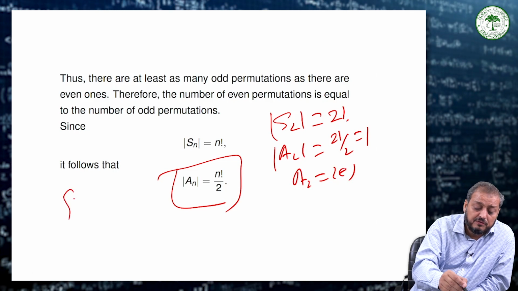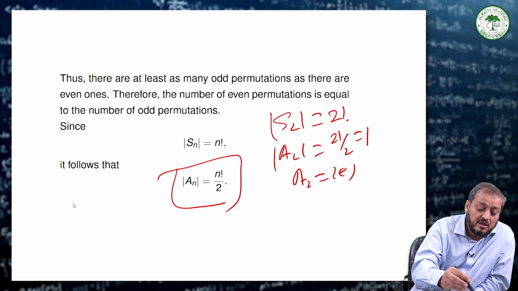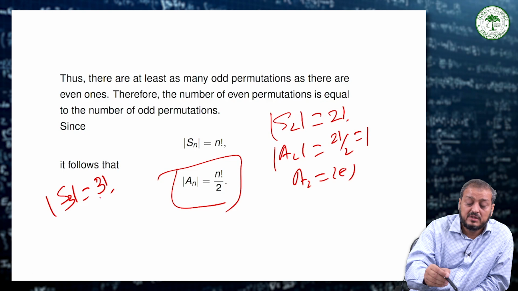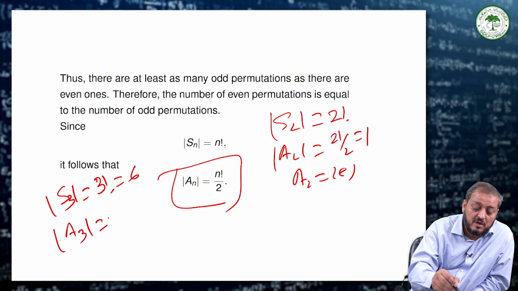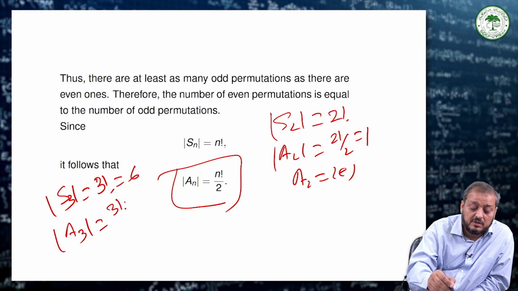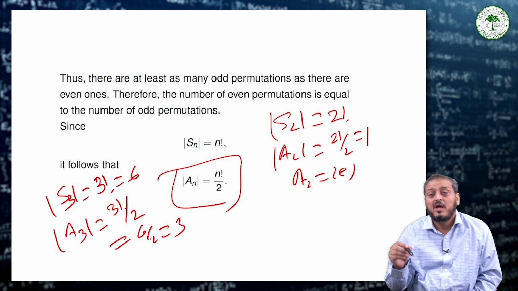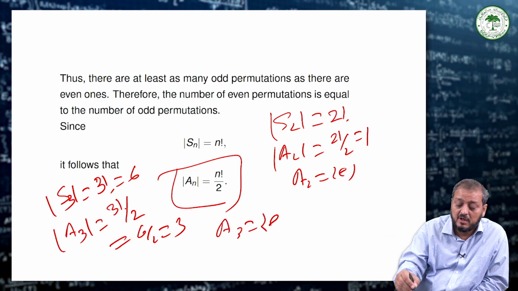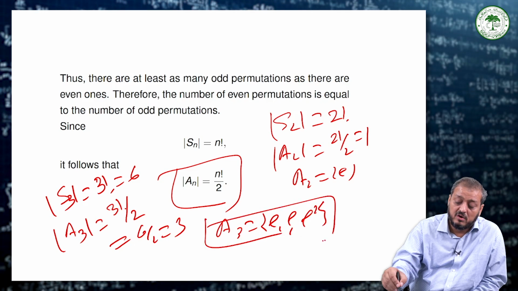Similarly, we just check the order of S3. Now the order of S3 is equal to factorial 3, and that is equal to 6. Then we check the order of A3: we have factorial 3 by 2, which is equal to 6 by 2, which is equal to 3. We already showed that the elements of A3 are e, rho and rho square, and that is the order of A3.